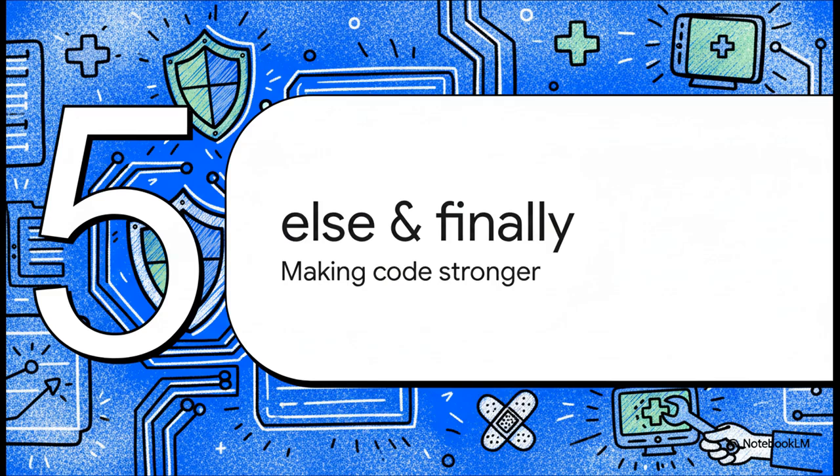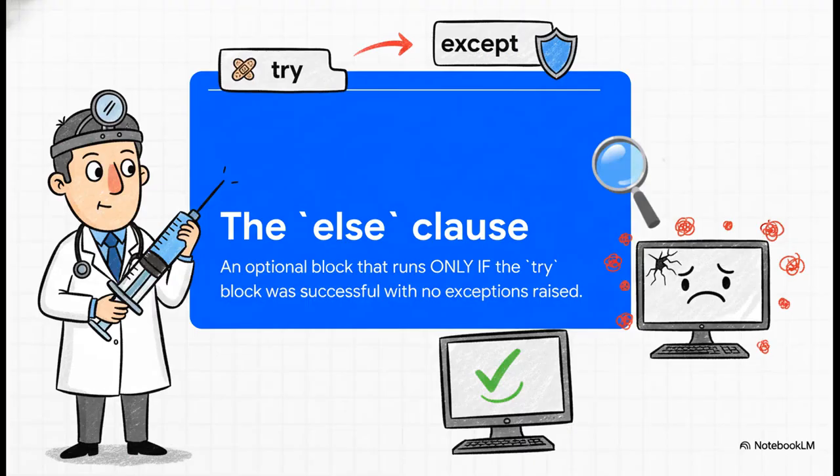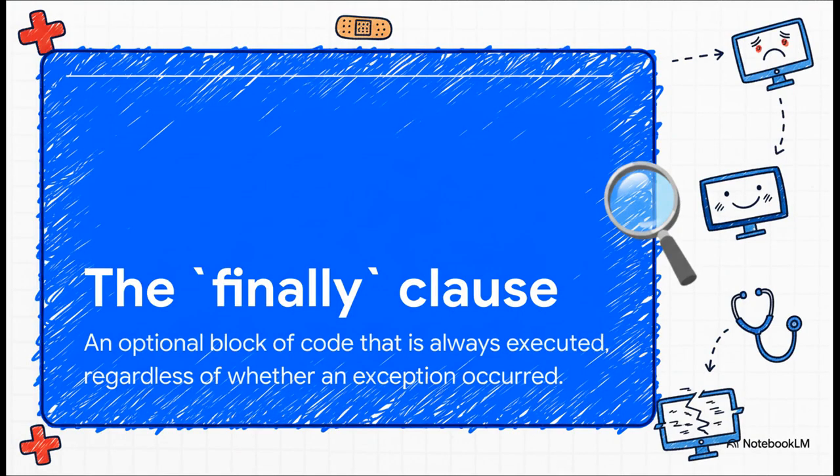Okay, let's move on. We can provide even better follow-up care for our code. Let's look at some more advanced tools we have. Now, the else block, think of it as a celebration. It's a special piece of code that runs only if the try block was successful and there were no problems at all. And then there's finally. The finally block is for the most important tasks, the cleanup jobs. This code will always run, no matter what. Error or no error, this part is guaranteed to happen. It's the final step, always.